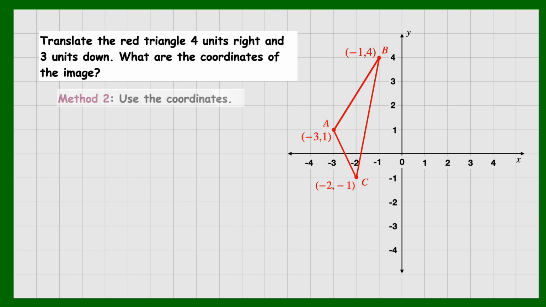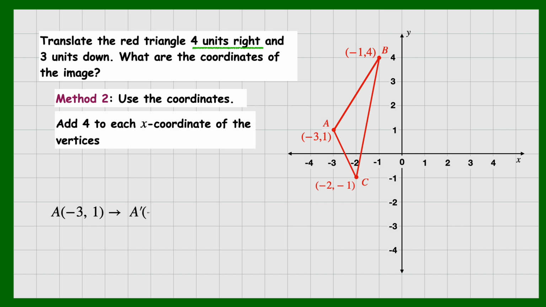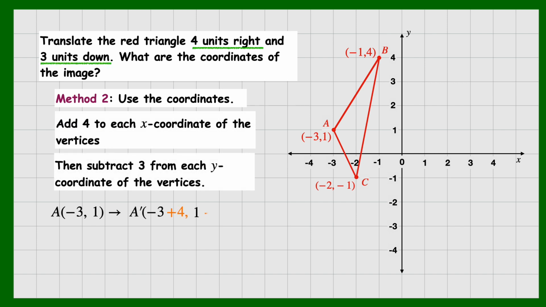The second method uses the coordinates of the red triangle. Let's start with the ordered pair for point A, negative 3, positive 1. Since the triangle is translating 4 units to the right in the positive direction along the x-axis, we will add 4 to the x-coordinate. And we will subtract 3 from the y-coordinate because the triangle is moving 3 units down.